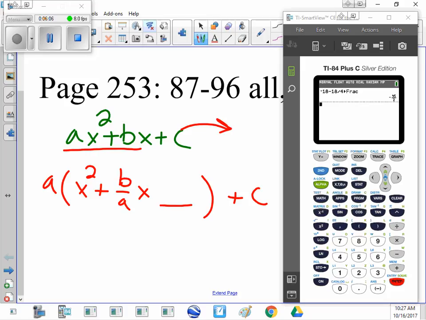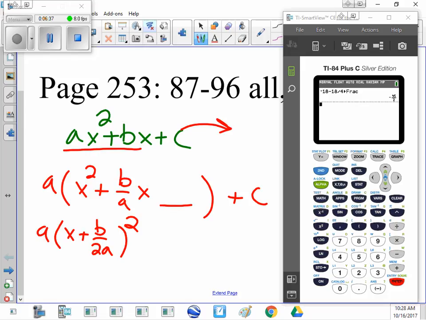Okay. Now it's going to be a times what? X plus, it's half of b over a. How do you cut a fraction in half? There are two ways to do it. Cut the top in half or double the bottom. So in this case, we're going to double the bottom. B over 2a, squared.